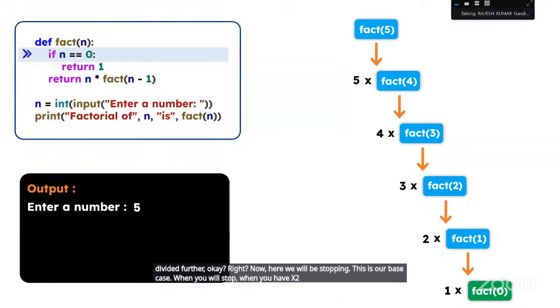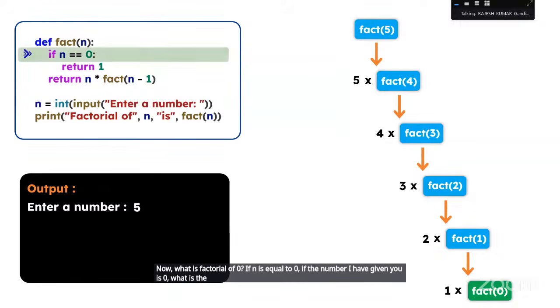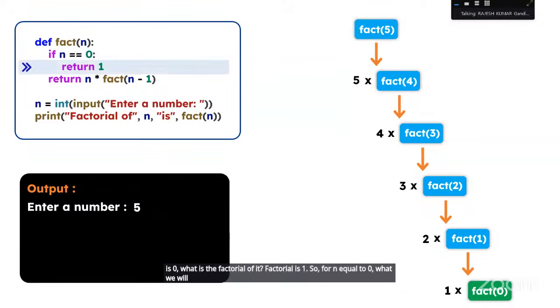You see, fact of 5, 4, 3, 2, 1. Below 1 we have no number which we can calculate factorial of. Now what is factorial of 0? If n is equal to 0, if the number I have given you is 0, what is the factorial of it? Factorial is 1. So for n equal to 0, we will be returning 1. You see, 1 we got.